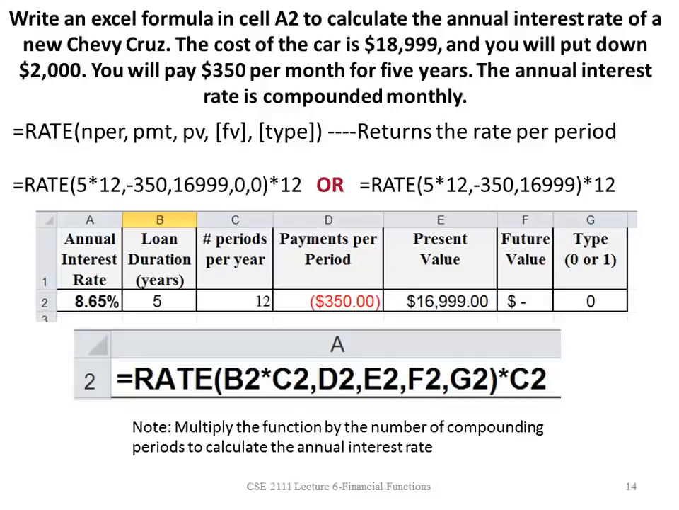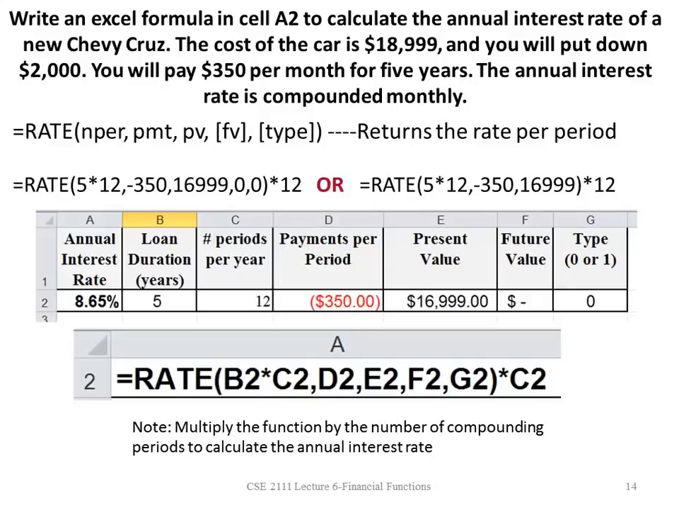There's the rate function and the arguments. Let's plug in the values. 5 years times 12, NPER argument. You always take the years and multiply it by the number of compounding periods. The payment argument, negative $350 because we are going to pay $350. The present value, $16,999. The cost of the car is $18,999, but we're putting down $2,000, so we're only going to finance $16,999, and that's money that's coming to us, so it's a positive number.